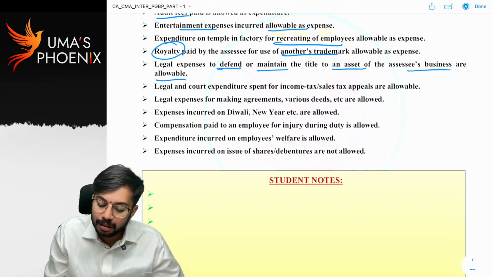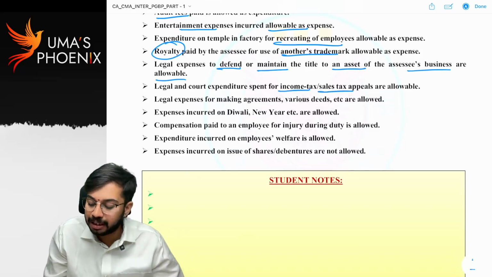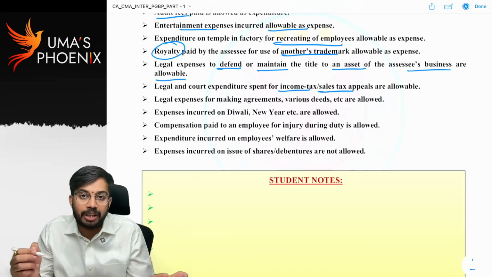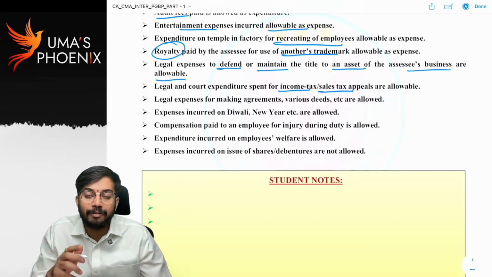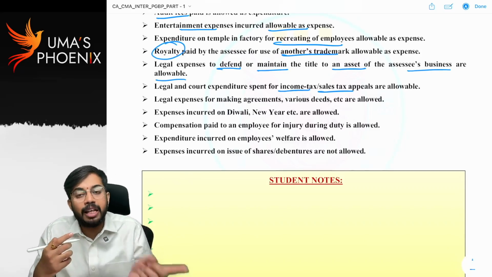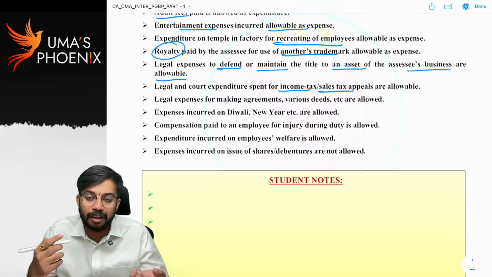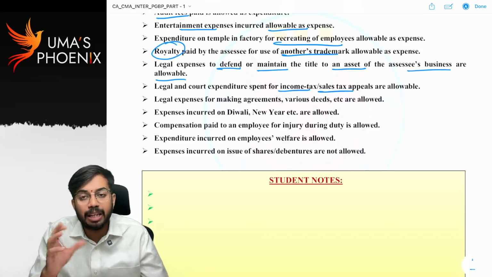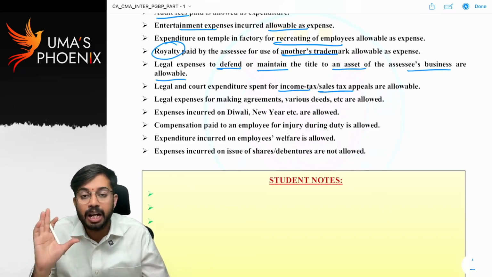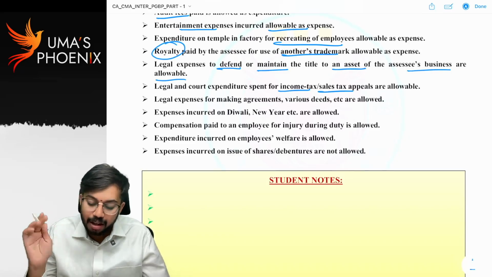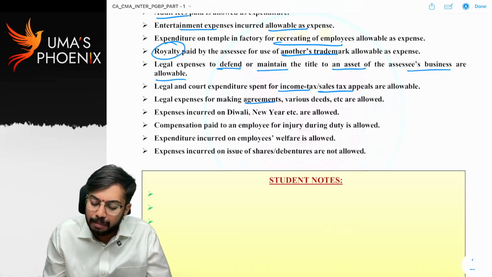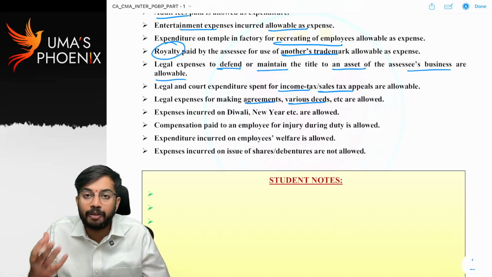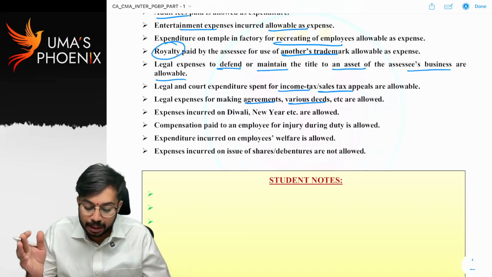Legal and court expenditure spent for income tax or sales tax: income tax itself is not allowed as deduction. But with regard to income tax, if any appeal comes and a chartered accountant goes for it, I need to pay professional fees, right? So expenditure spent on income tax appeals or sales tax appeals, that professional fee is business expenditure and is allowed as deduction. And legal expenses for making agreements and various deeds: for drafting, professionals will charge fees. Those drafting expenses are also allowed as business expenditure.